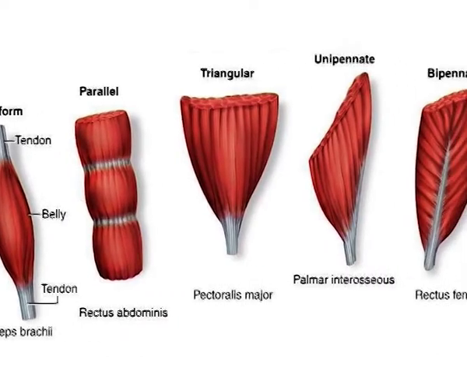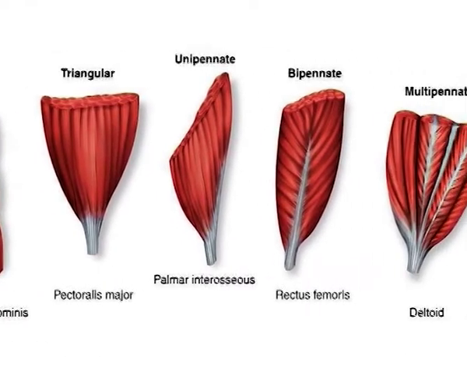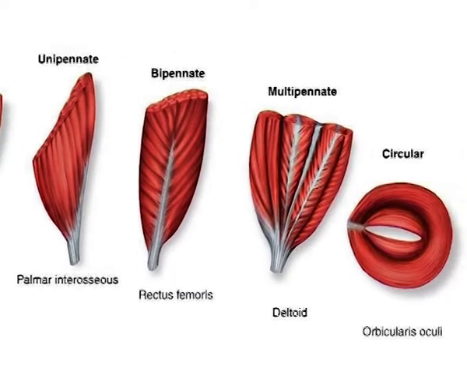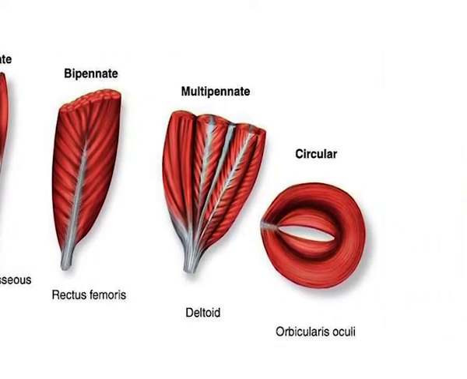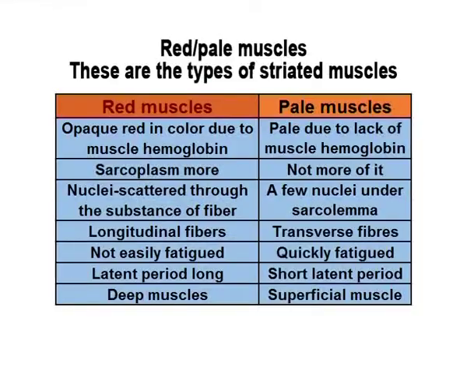Muscle fibers. Red and pale muscles. These are types of striated muscles. Red muscles and pale muscles.